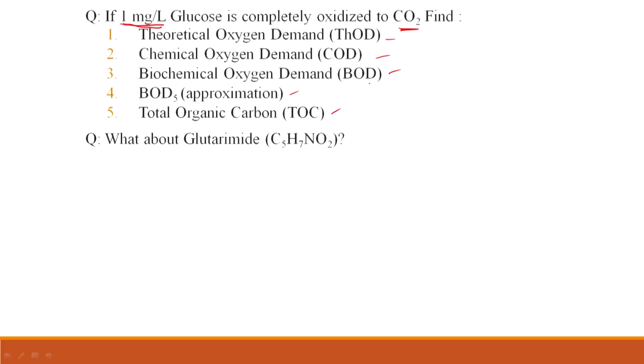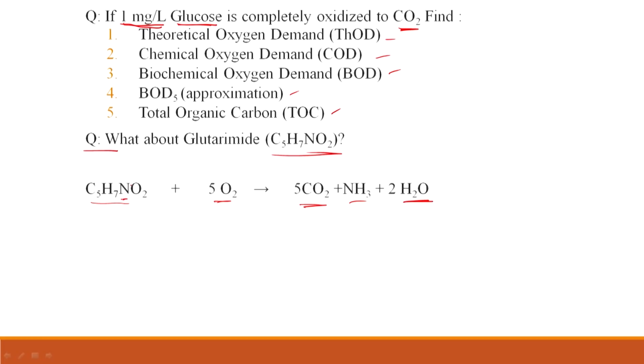Theoretical oxygen demand is just the formula. What do we have here? We are going to have to balance CO2 and H2O, but if N is there, I see what I did. The question was for glucose, but here I asked another question about glutaramide. Because we have the solution for glutaramide, we are going to work it out for that.